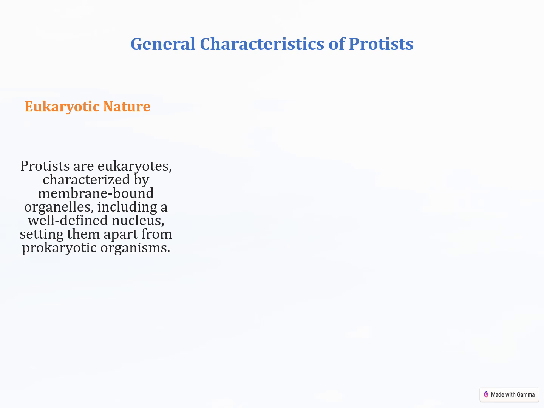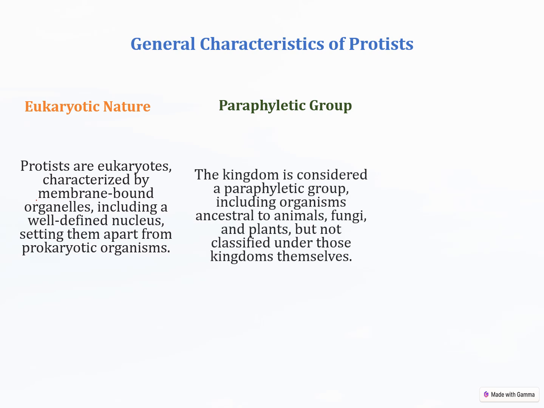Okay, so general characteristics of kingdom Protista: eukaryotic nature. Protista are eukaryotes characterized by membrane-bound organelles, including a well-defined nucleus, setting them apart from prokaryotic organisms. Second, paraphyletic group. The kingdom is considered a paraphyletic group because it includes organisms that are ancestral to animals, fungi and plants but are not classified under those kingdoms themselves.